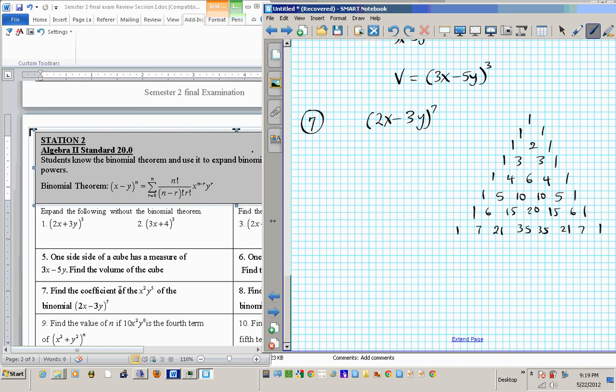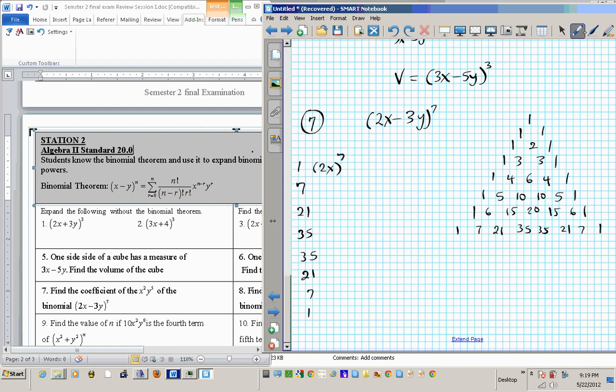Now, it says x squared y to the 5th. What is the coefficient? So what we're going to do is line up all these numbers. We have 1, 7, 21, 35, 35, 21, 7, and 1. Alright, so we're going to look for the x squared one. So starting from the first one, we're going to have 2x to the 7th power.